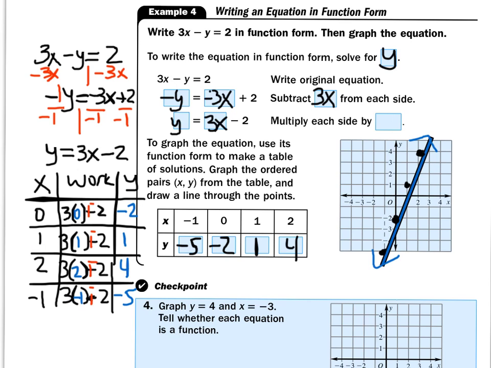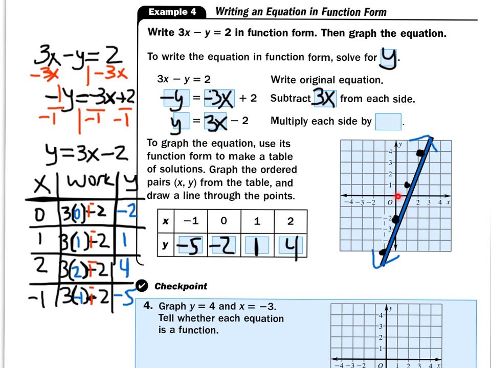Then let's graph 1, comma, 1. Start at the origin. I go to the right 1 and up 1 and I put a dot. Then I graph 2, comma, 4. Start at the origin, go to the right 2 and up 4 and put a dot. And then I graph negative 1, comma, negative 5.